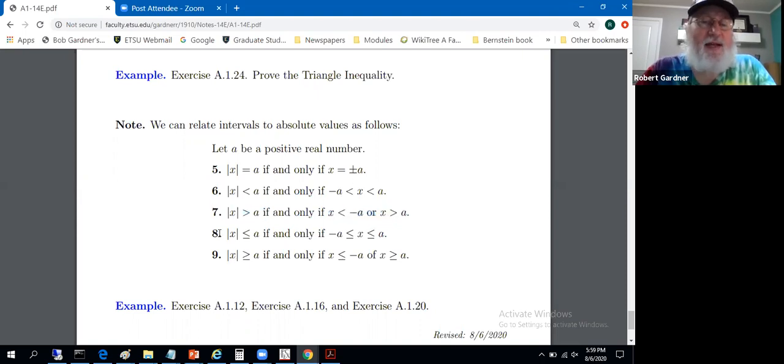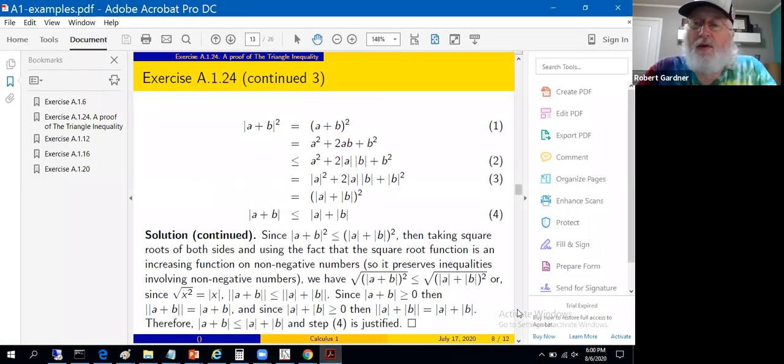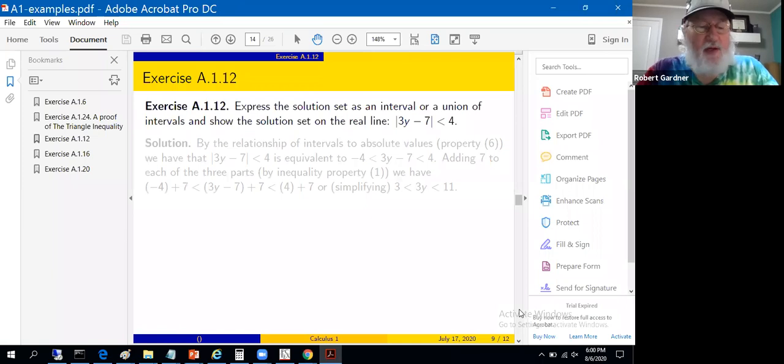And properties 8 and 9, they've actually numbered these things sequentially from 1 upstairs. These are the same as 6 and 7, except they put or equals to on the inequalities, and they've got the same type of structure over here on the right-hand side. So let's do 3 problems, and that'll take care of this appendix.